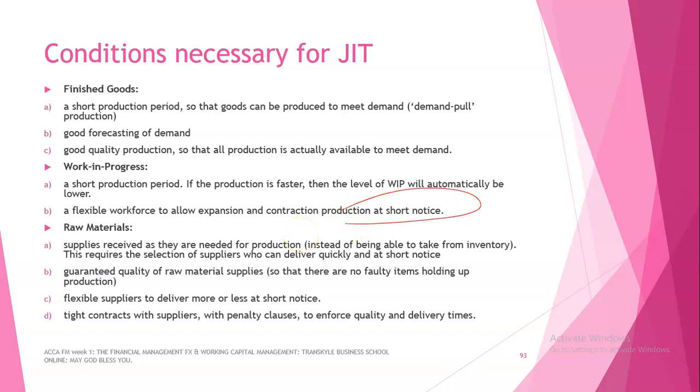Raw materials. Supplies are received as they are needed for production instead of being able to take from inventory. So we don't keep any buffer or whatsoever. We just have to order what we want to use for production. There should be some guaranteed quality in terms of materials. So we only use top-notch suppliers, not anybody.